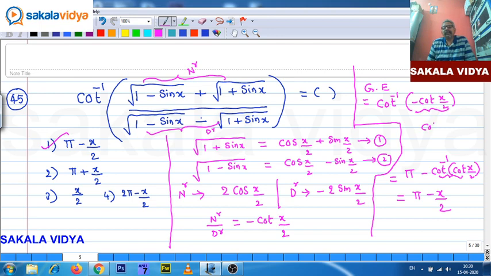We have one formula, cot inverse of minus x equals pi minus cot inverse x. Using this formula, this is written as pi minus cot inverse cot of x by 2. So, pi minus x by 2.